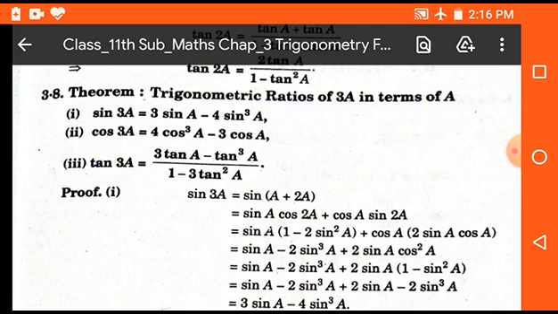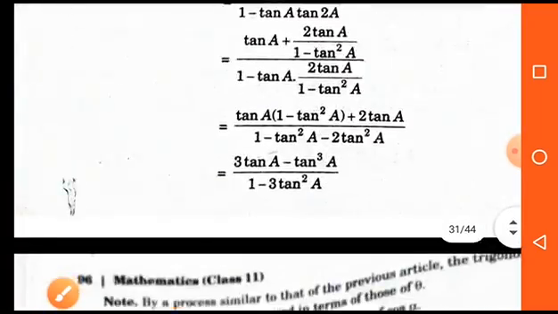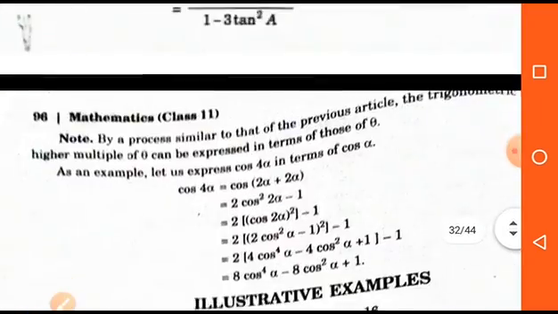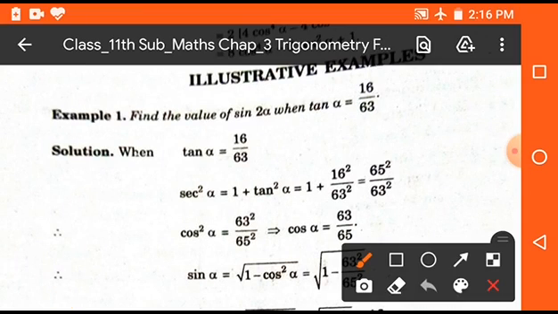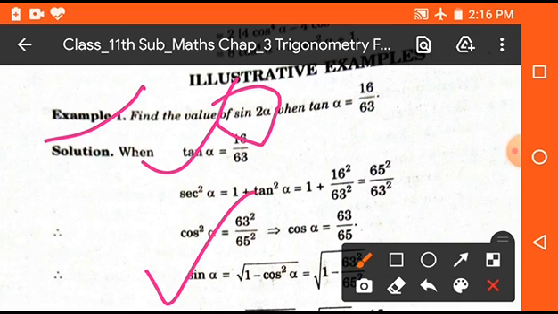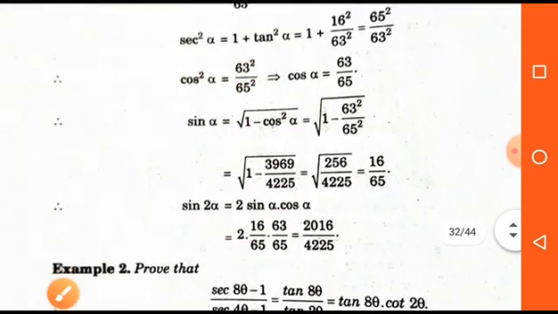Clear? Okay students, now we will discuss some examples related to the above formulas. Find the value of sin 2 alpha when tan alpha is given. That means tan alpha is given 16 upon 63. So from tan alpha we have to find the value of sin and cos, because sin 2 alpha will be equal to 2 times of sin alpha into cos alpha. So first of all we will find the value of sin alpha and cos alpha.